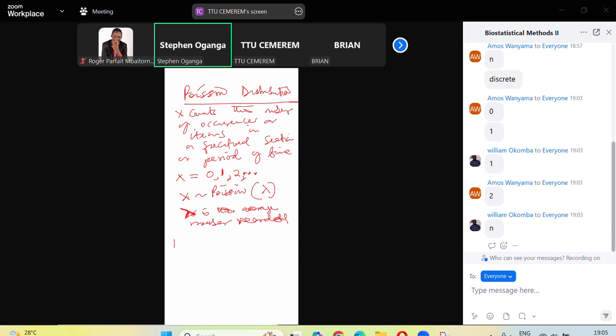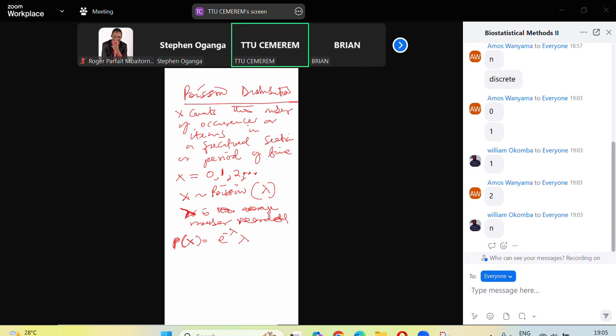The distribution looks like: the probability of X will be equal to e raised to the negative lambda, lambda raised to X. Can you hear me? From what point? After saying that lambda is the average. Lambda is the average. Now we are just writing the general form of the Poisson, the structure of the Poisson.